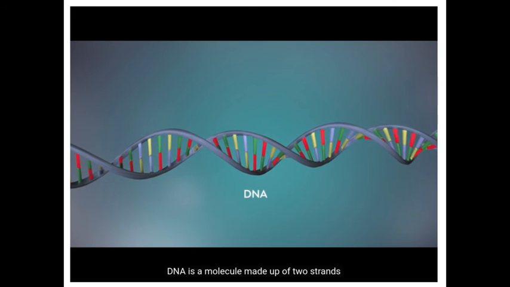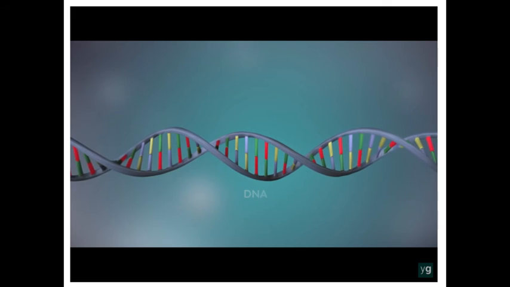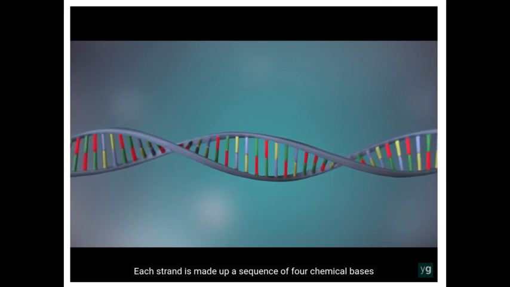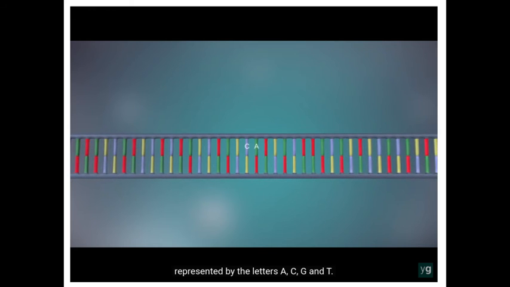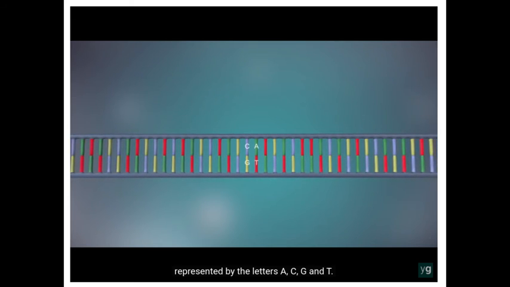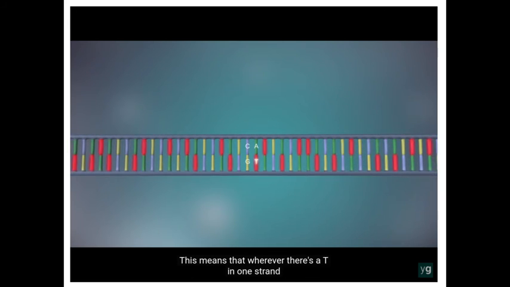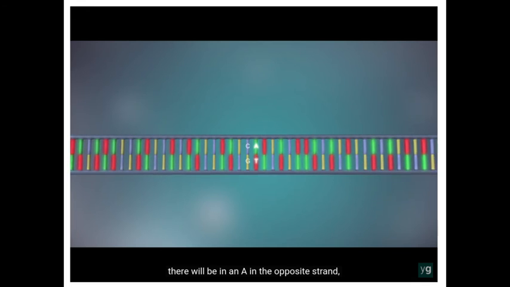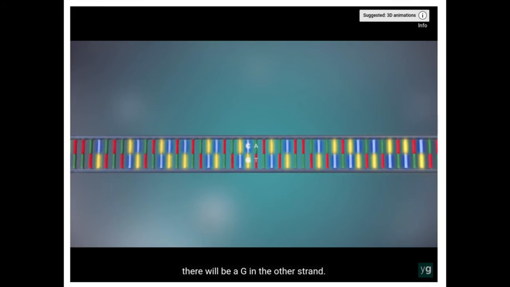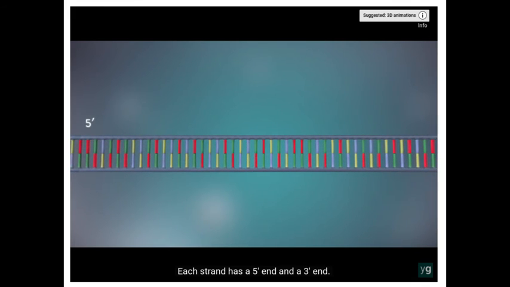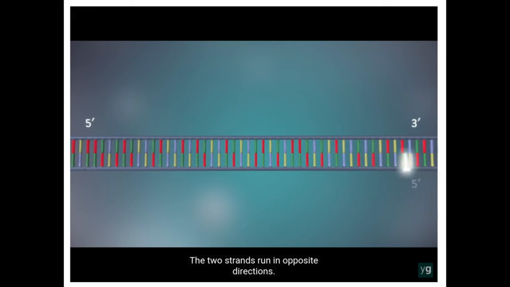DNA is a molecule made up of two strands, twisted around each other in a double helix shape. Each strand is made up of a sequence of 4 chemical bases, represented by the letters A, C, G, and T. The two strands are complementary. This means that wherever there's a T in one strand, there will be an A in the opposite strand, and wherever there's a C, there will be a G in the other strand. Each strand has a 5' end and a 3' end. The two strands run in opposite directions.